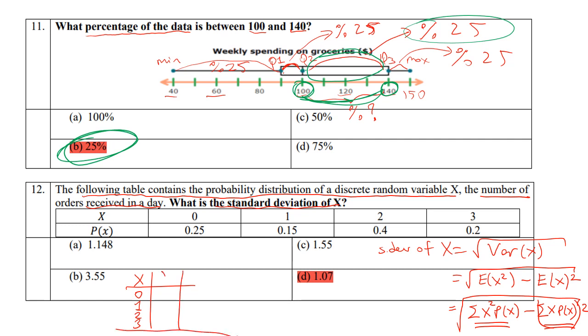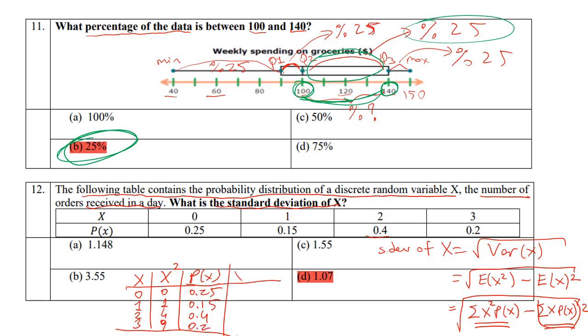And then x squared is what? Sorry, these are definitely not the x squares, because these are 0, 1, and then 4 and 9 here. And then the probabilities. The probability that x equals 0 is 0.25. This one 0.15, and this one 0.4, and then 0.2.